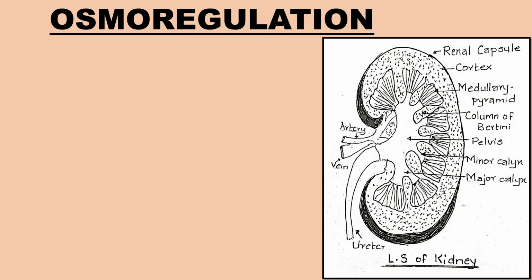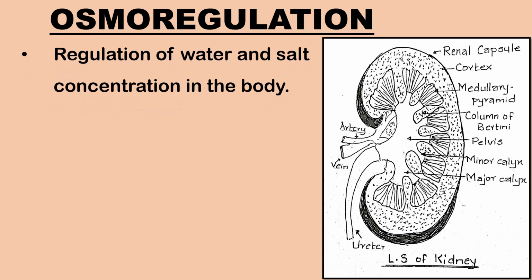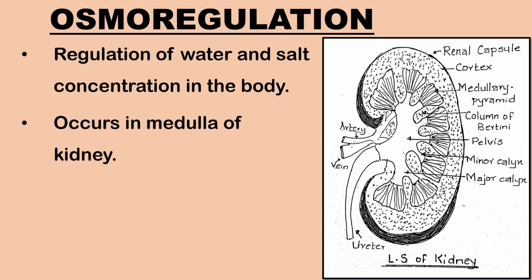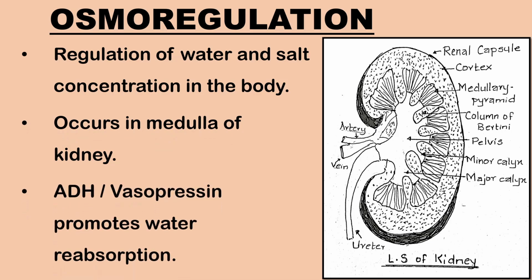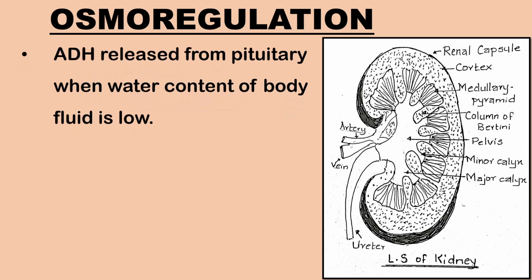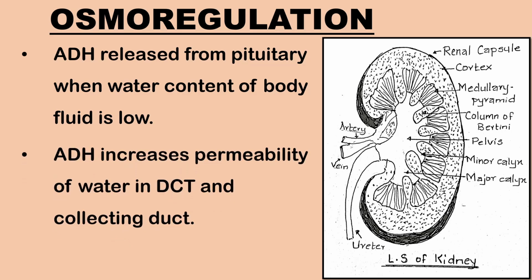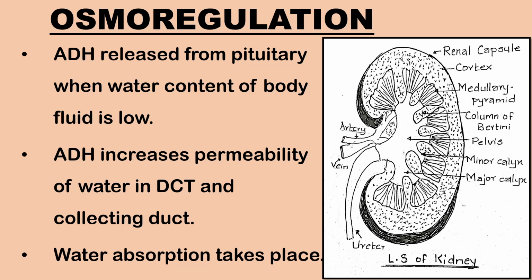Now, let us learn about the role of kidney in osmoregulation. Regulation of the concentration of water and salts in the body is known as osmoregulation. It occurs in the medulla of kidney. ADH or vasopressin promotes reabsorption of water. ADH from pituitary is released when the water content of the body fluid is low or less than the normal. The hormone increases the permeability of water in DCT and collecting duct. Large amount of water is reabsorbed.